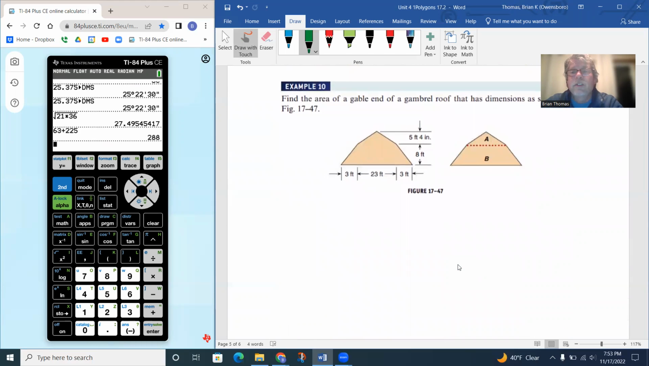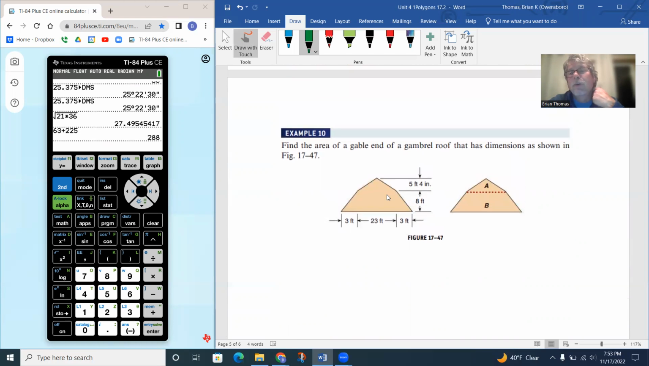So another thing we have is these irregular shapes. If I want to find the area of the gable end of a gable roof that has dimensions as shown, it looks like the side of a barn. Notice how we can partition this top off like so, and what I can do is create 2 triangles, if you will. So let's see if we can piece that together.